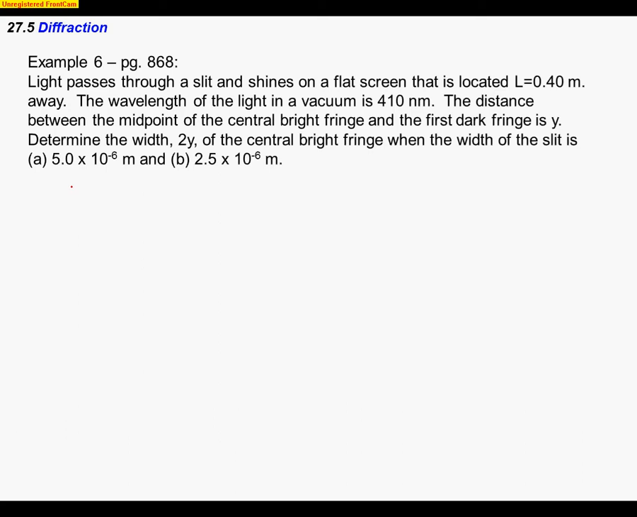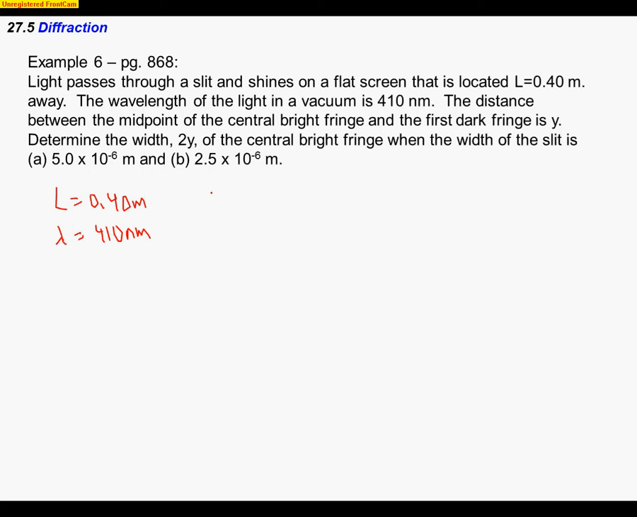So it's telling you that that's your value for L. So we could go ahead and record that here. L equals 0.40 meters. And again, that's the distance between the slit and the screen that it's shining on. Okay, the wavelength of the light in a vacuum is 410 nanometers. So wavelength equals 410 nanometers.